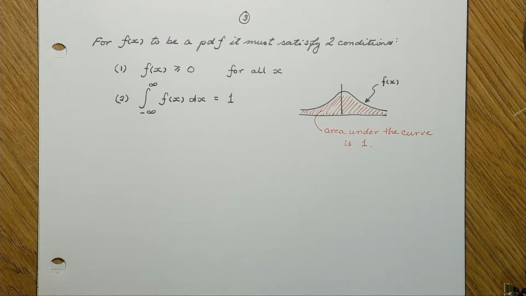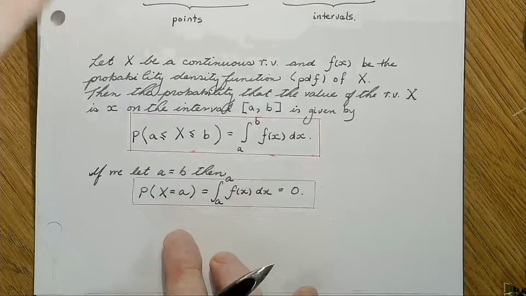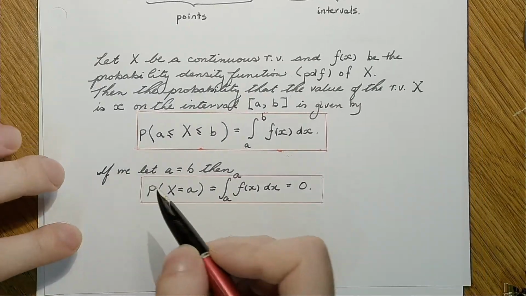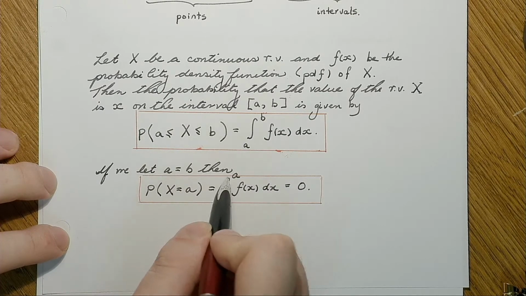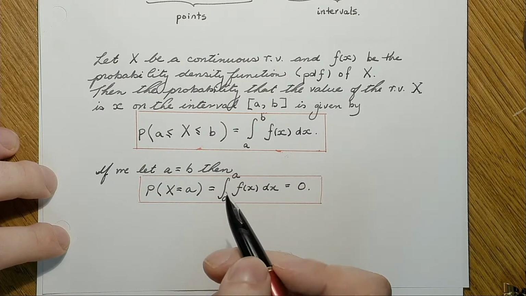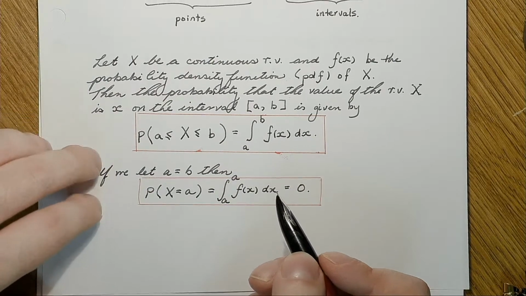Oh, sorry. Someone wrote if. Sorry. That's if we. So if we let a equal b, then. Okay, excellent.